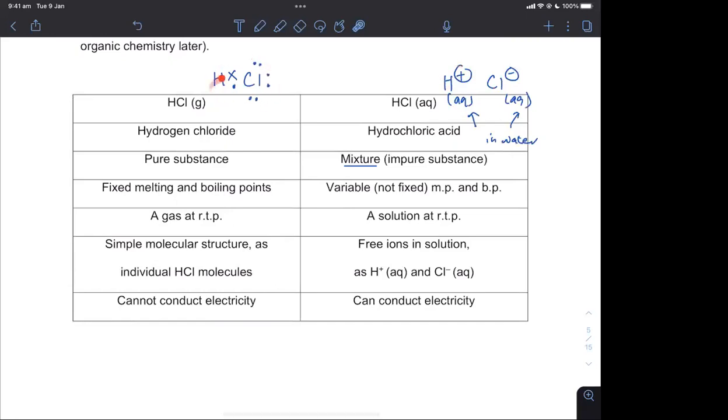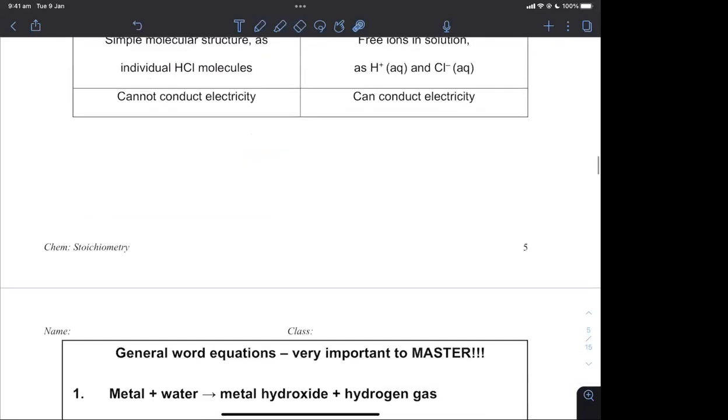This is a gas. This is a simple covalent molecule, so it doesn't conduct electricity at all. Make sure you know the difference between hydrogen chloride and hydrochloric acid. Two different things. They look similar except for the state symbol there.